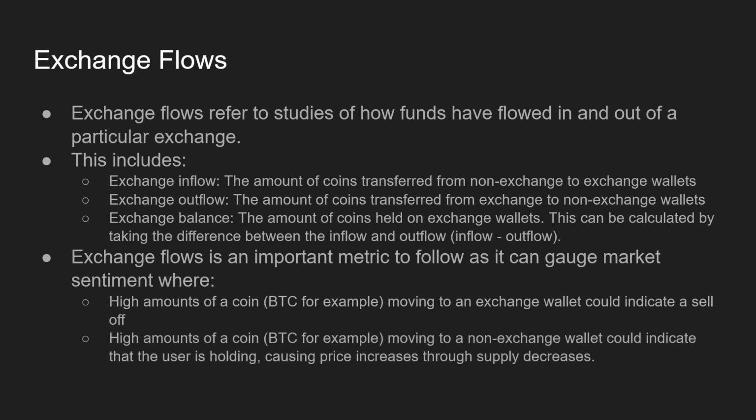Now, high amounts of a coin, let's say Bitcoin, moving to a non-exchange wallet, moving off the exchanges, could indicate that users are holding on, causing price increases through supply decreases. So if the amount of coins on the exchanges begins to decrease over time, there could be a supply shortage, where there's a more induced scarcity of the actual coin. As a result, the remaining coins on the exchange will go up in value because there's less of them to buy or to trade.